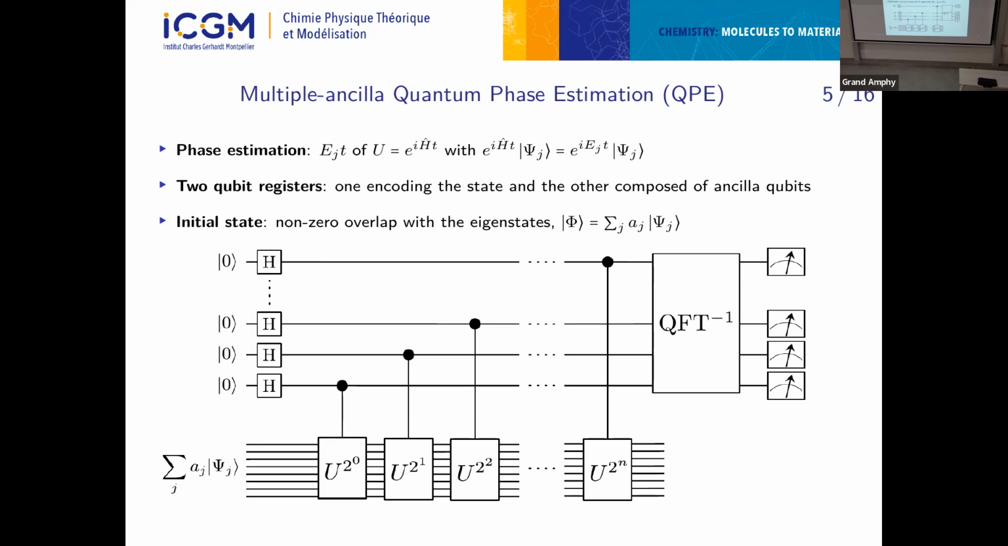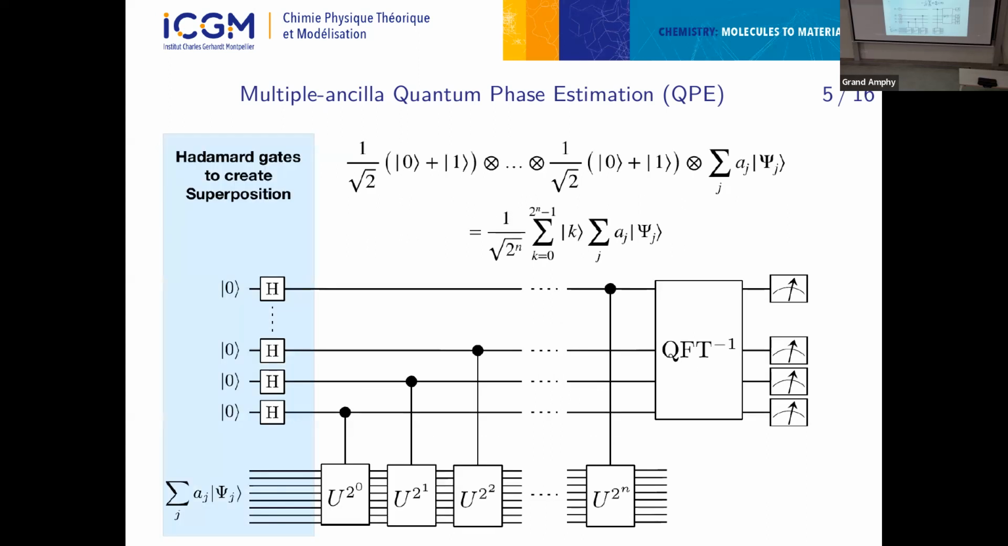The only requirement for this algorithm to work is to have a non-zero overlap with the eigenstates. So you have to start your register with a state that has a non-zero overlap with the eigenstate you are interested in. For instance, in chemistry, this will be the Hartree-Fock state. The Hartree-Fock state can be written as a linear combination of the eigenstates, usually with a large overlap with the ground state of your problem. That depends on how strongly correlated your problem is.